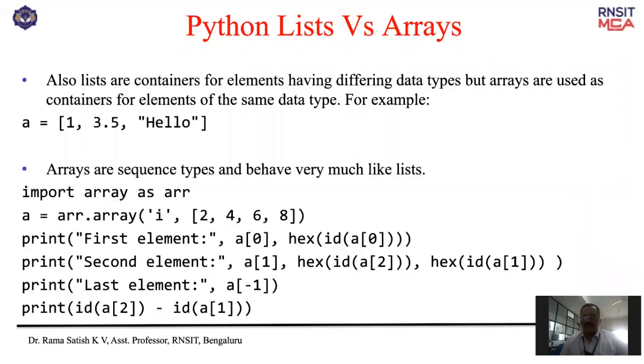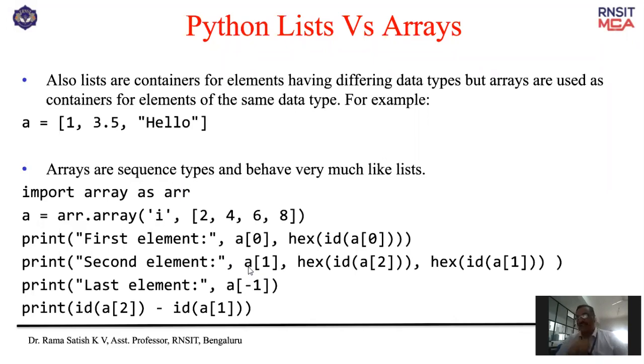Coming on to the differences between lists and arrays. Lists are heterogeneous, arrays are homogeneous. And elements are stored in a sequence in an array. Arrays are a sequence type that behaves very much like lists, but they work on similar data elements, and the data elements are stored one after the other.